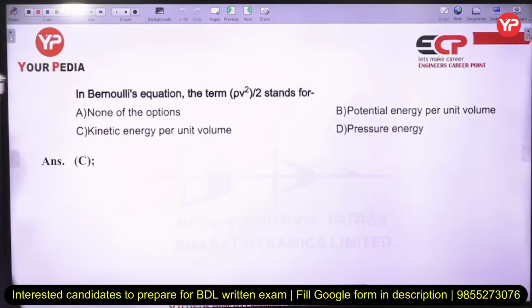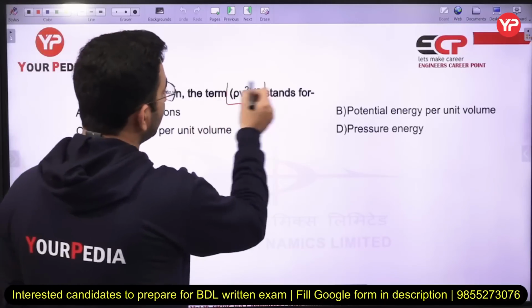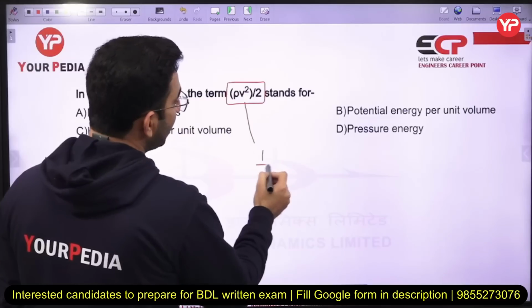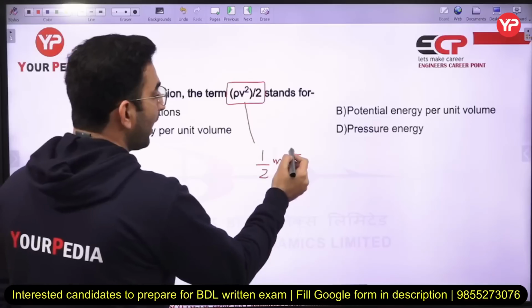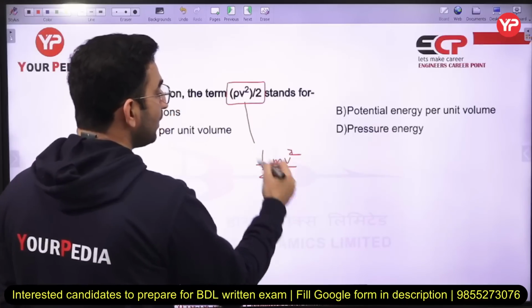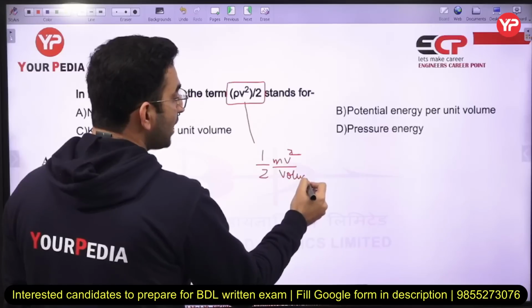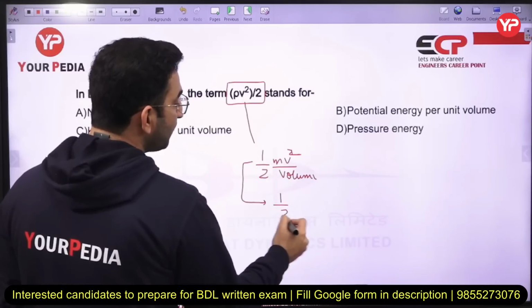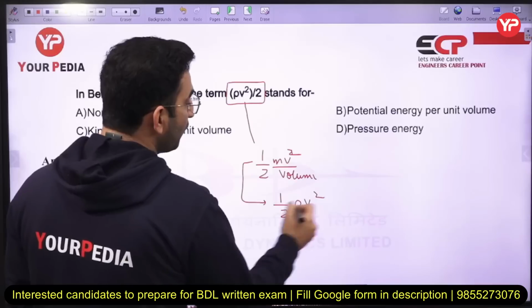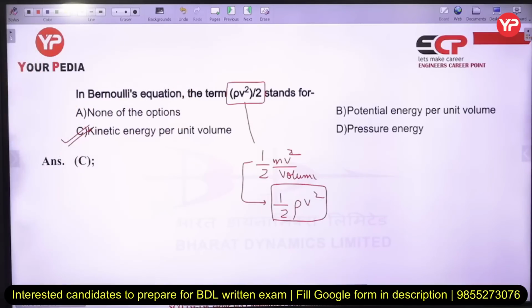Next part, in the Bernoulli equation, the term rho v square by 2 stands for what? Now just see, this term is very similar to the kinetic energy. The kinetic energy is given as half m v square. If I divide this kinetic energy by the volume, the mass upon volume is represented as density here. So we can say the kinetic energy per unit volume is given by half rho v square. So option number C is going to be the correct answer here.